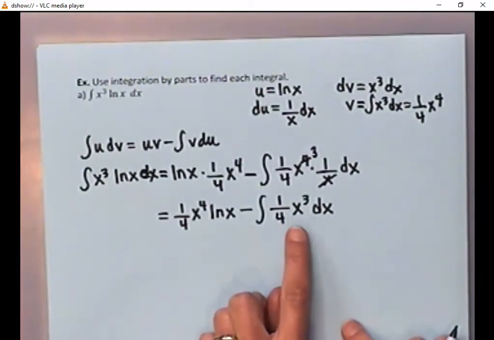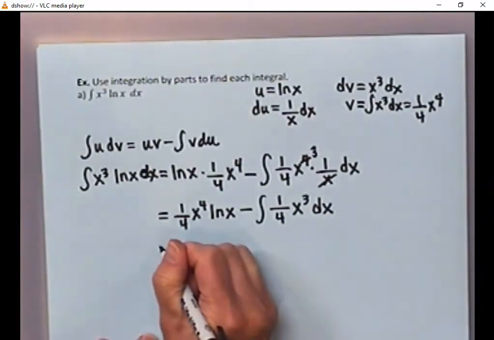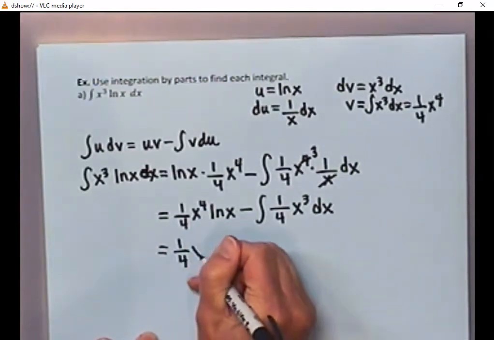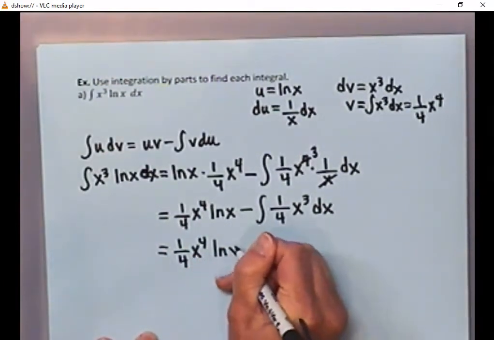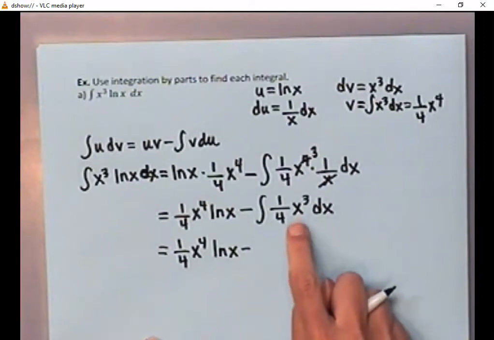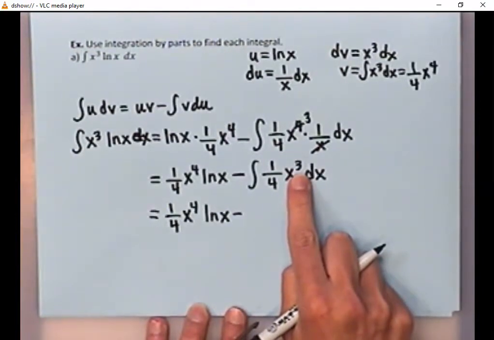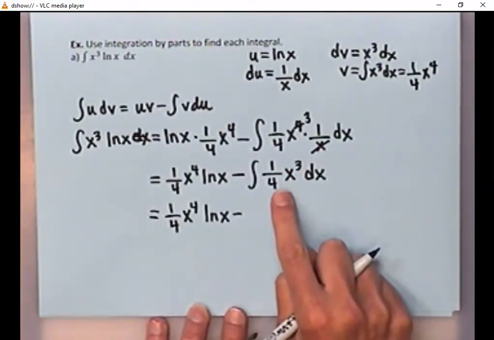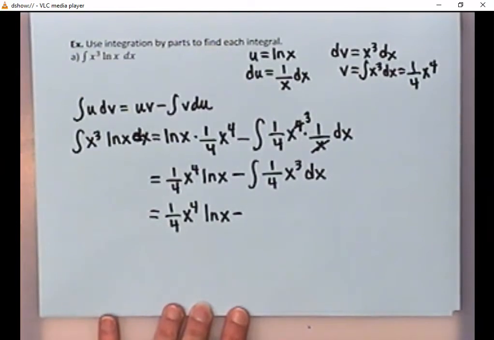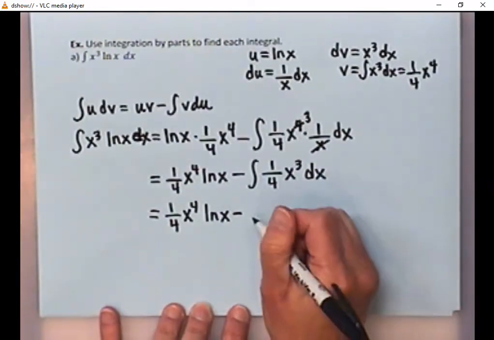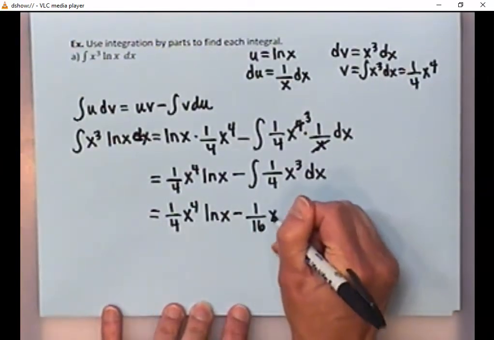So this shouldn't be too hard to integrate, right? Let's see what we get. So we get 1/4 x to the 4th natural log of x minus, what's the rule for x cubed? What's it going to become? X to the 4th over 4. So actually, what fraction is going to be in front? 1/16. There you go. 1/16 x to the 4th.